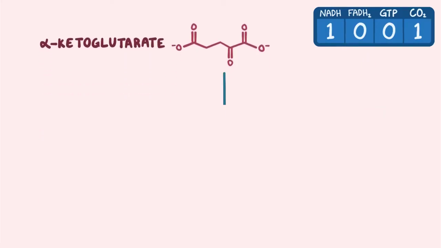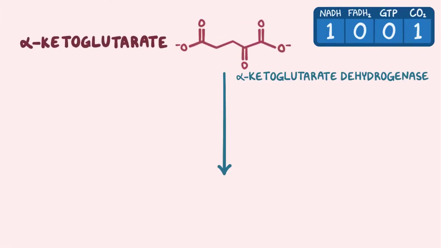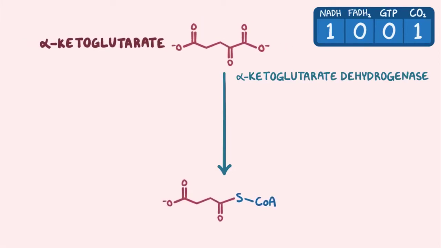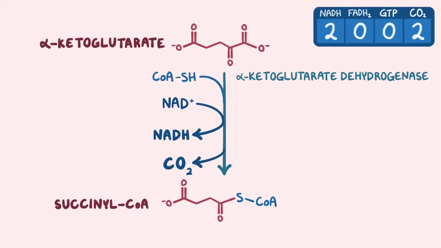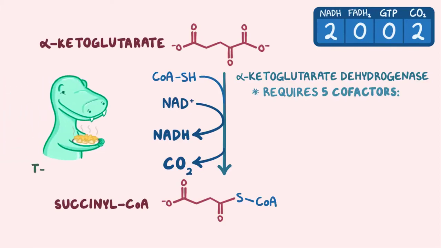Next, another dehydrogenase called alpha-ketoglutarate dehydrogenase converts the 5-carbon alpha-ketoglutarate to the 4-carbon succinyl-CoA, which releases our second molecule of NADH and carbon dioxide in the process, as well as adds our friend coenzyme A. This enzyme requires 5 sidekicks called cofactors to function, and you can remember them by the first letters of the following mnemonic. T-Rex loves and cares for nachos.